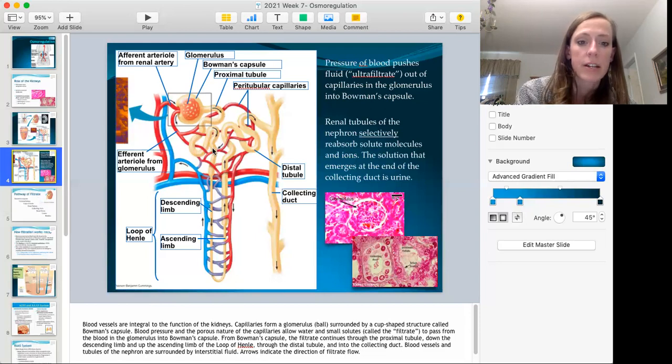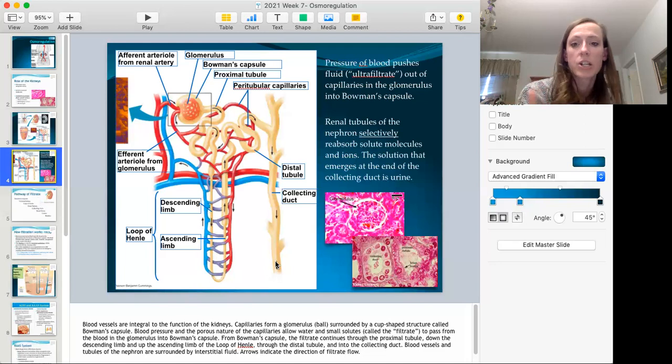And then down into what we call the loop of Henle. Okay, and the loop of Henle has a descending and an ascending limb. And then that leads to the distal tubule and the collecting duct. And then it'll go and exit out the kidney through the renal pelvis.